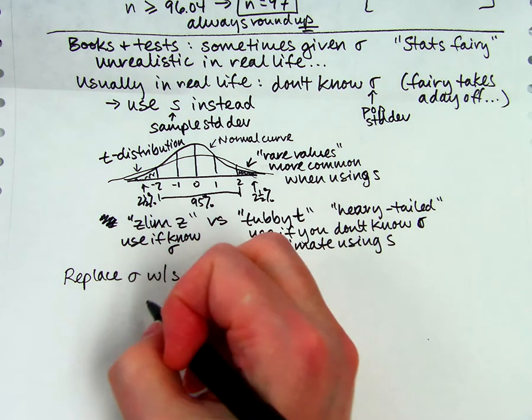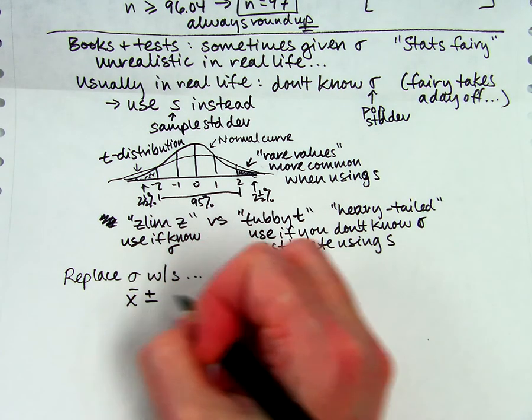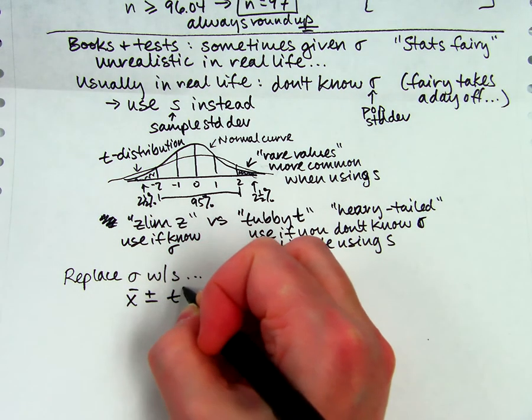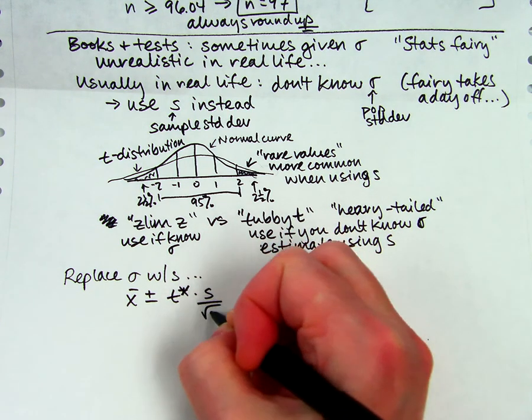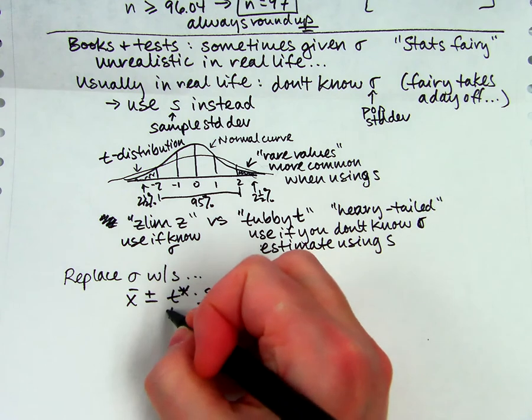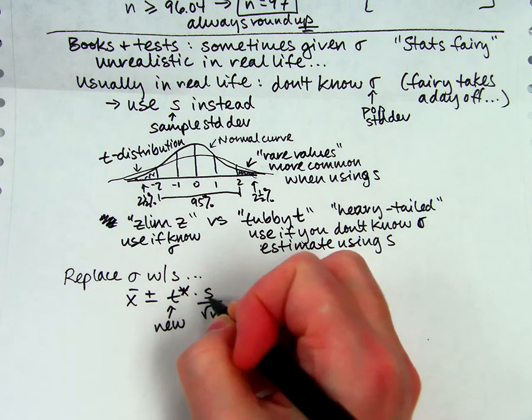And we end up doing X bar plus or minus, instead of Z star, we're going to use T star, which I'll tell you how to find in a minute, times S over square root of N. So this is our new critical value that we need when we're replacing with S.